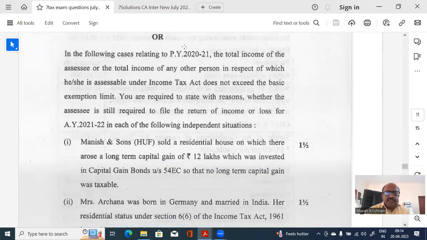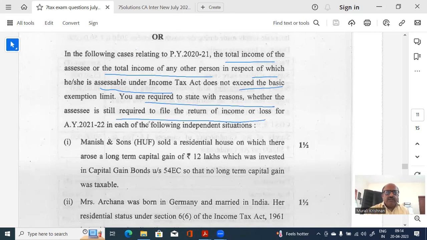In the following cases relating to the previous year, the total income of any other person in respect of which he or she is assessable to income tax does not exceed the basic exemption, you are required to state whether they are still required to file the return. So they are asking whether they should file the return or not. What are the things that it is saying? Let us see. And how many marks are they talking about?